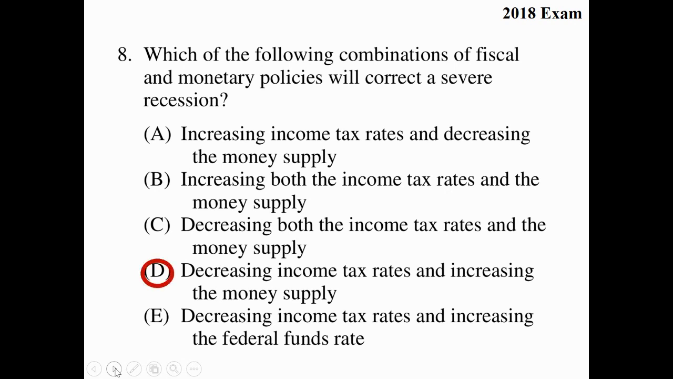That would be D, decreasing income tax rates, which is an expansionary fiscal policy, and increasing the money supply, which would be caused by whether we buy in the open market, or we decrease the discount rate, or we decrease the reserve requirement. Those two things would cause the aggregate demand curve to shift to the right.